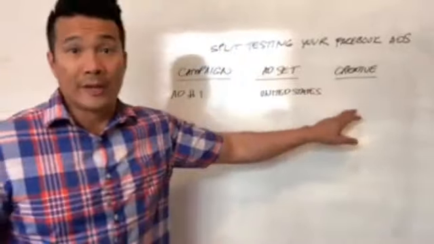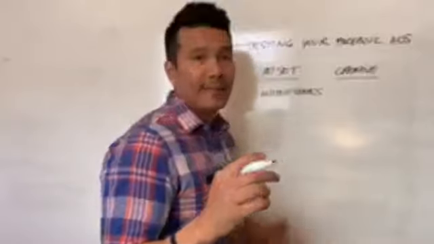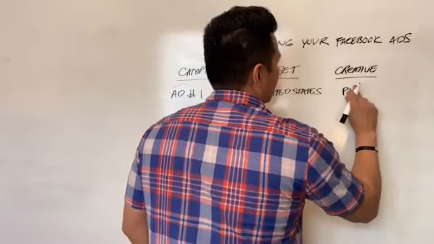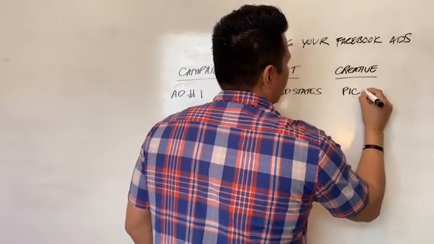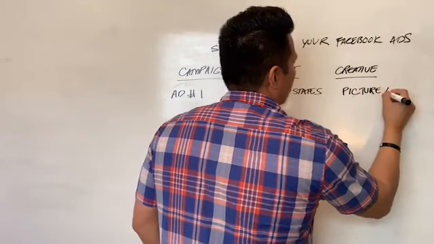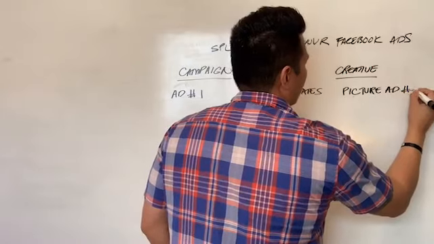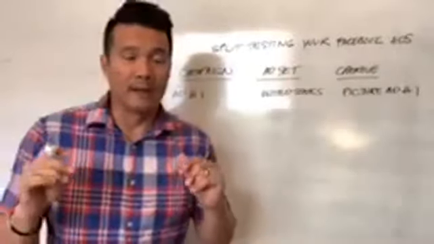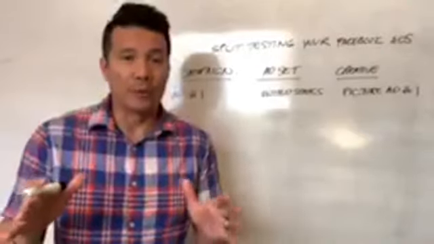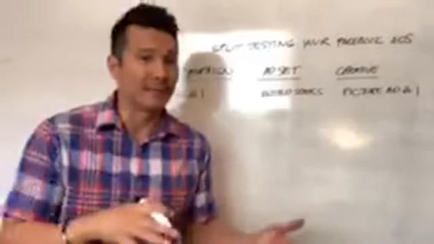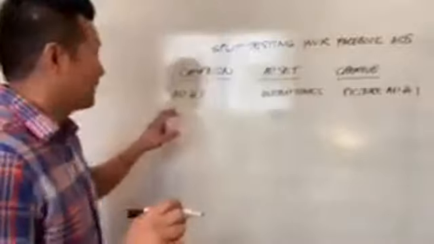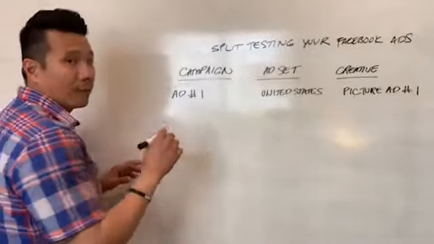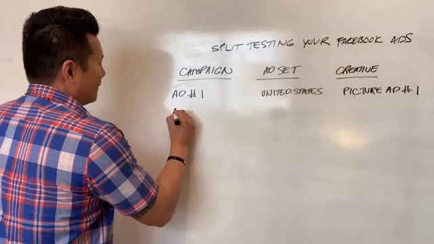And then on the creative side, they're running, say for example, a picture ad, right? So I'll just put picture ad number 1. Typically what people do, especially if you're not too experienced on running split tests, is they copy this, right? They duplicate it over again.